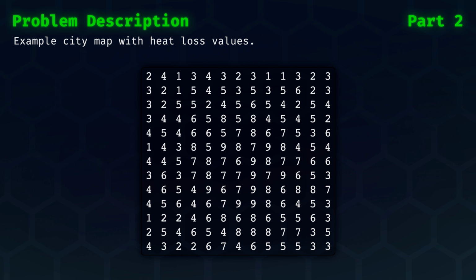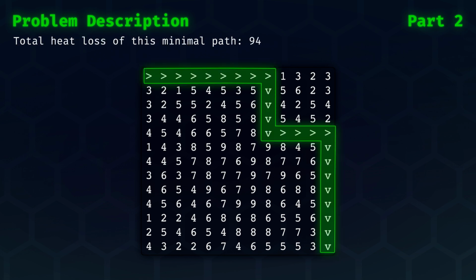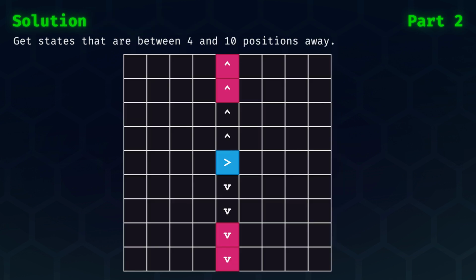Here's the example map from part 1 again, and here's a new minimal route that can be taken. The total heat loss is 94. Do you see that every straight edge of the path is between 4 and 10 steps long? Let's look at the solution. As for part 1, we'll apply the same algorithm, but the subsequent states that follow from a given state are now between 4 and 10 positions away.